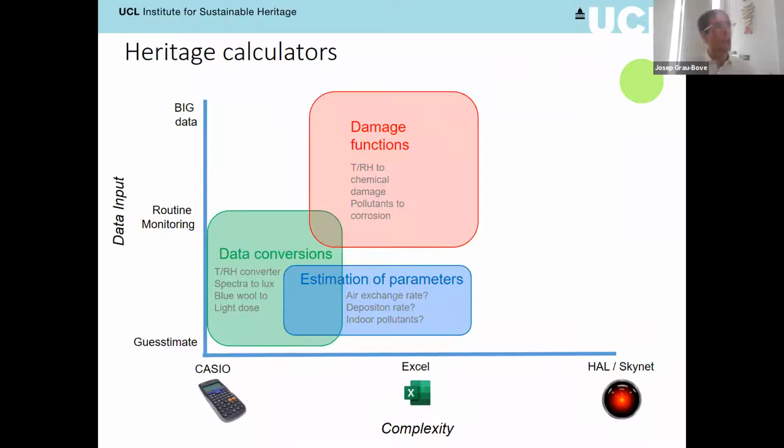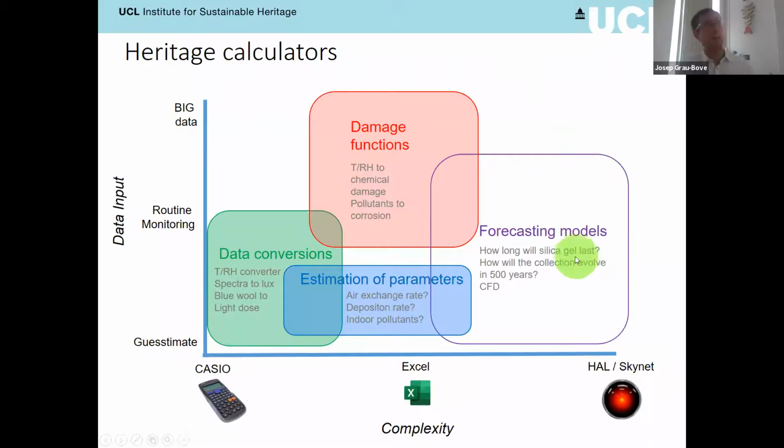So to sum up, we've been talking roughly about tools in these areas: data conversion, estimation of parameters, and damage functions at different stages of development. What next? So what is the future for this kind of tools? Well, I am going to try to illustrate the future using two examples currently under development in the Institute for Sustainable Heritage. There are many exciting examples everywhere, but these are the two I can speak with some assurance about.